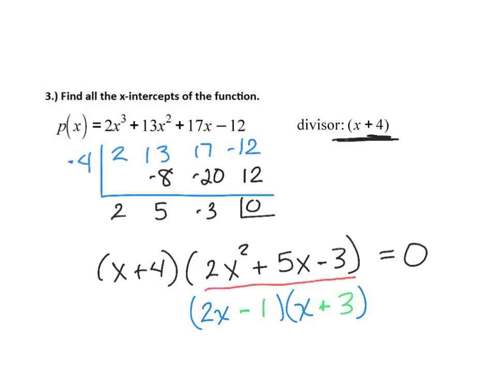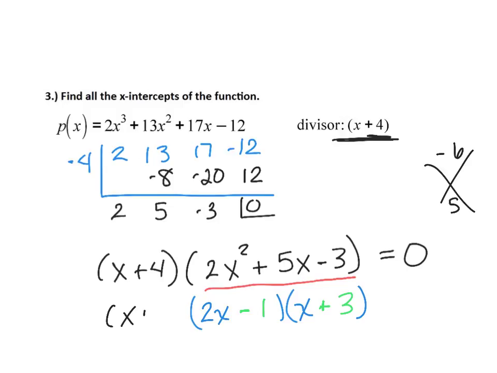Now, if you don't want to use guess and check, you can always use the AC method where you're multiplying 2 times negative 3. So that's why it's called AC, because you're multiplying A times C. That gives you negative 6, the two numbers that add to 5. And then you can use the slip and slide method, bottoms up, or grouping.